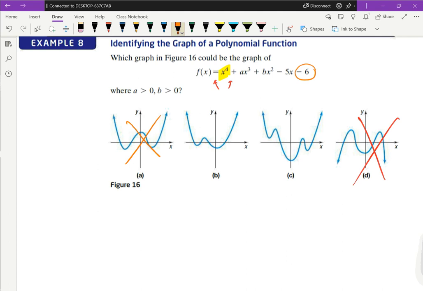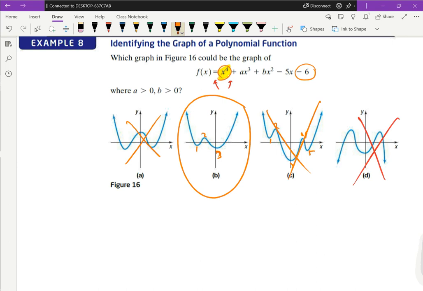When we take a look at the number of turns, because this is degree 4, there can be at most n minus 1 turns. So we could have at most 3 turns in this case. We have 1, 2, 3 turns on letter B. We have 1, 2, 3, 4, 5 turns on letter C. Since letter C has 5 turns, that's too many. So letter B is the only one that could be a possibility for this particular graph.